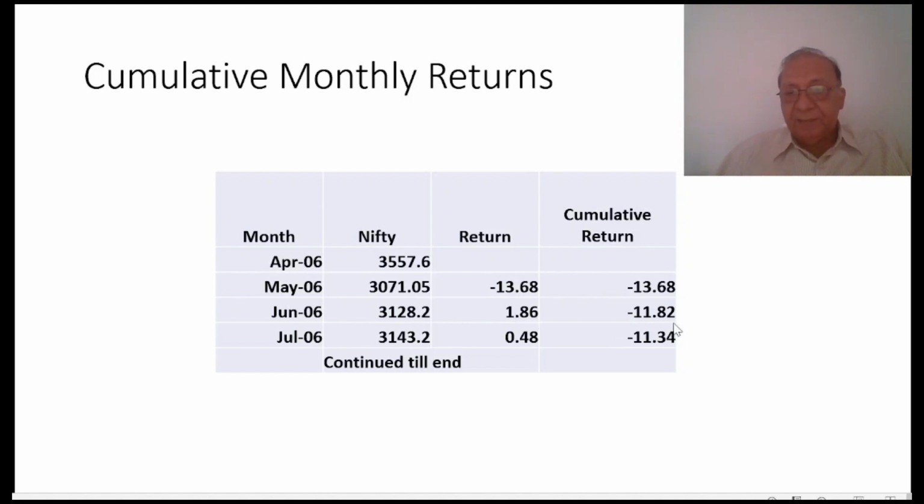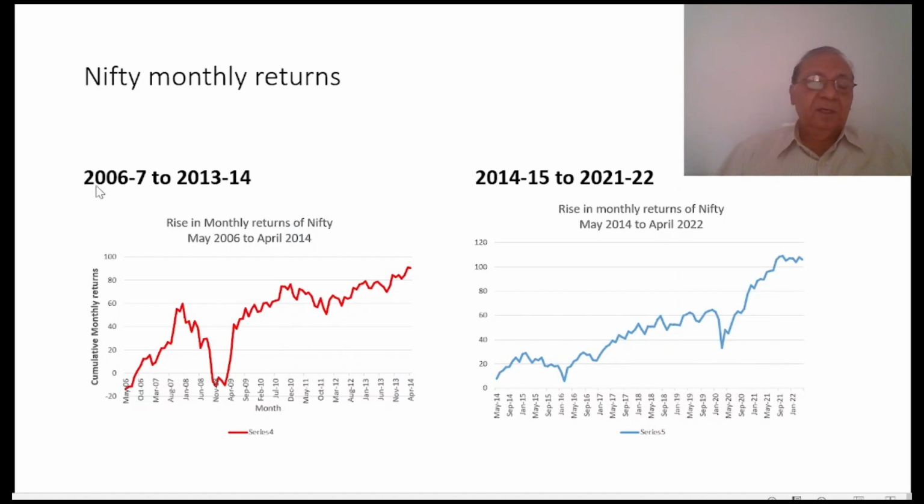So this has been added to this. This comes out to be minus 11.82. Similarly, next month, the increase is 0.48. So the cumulative return is minus 11.82 plus 0.48, so minus 11.3. In this way, we continued till May 2022. See, the charts between 2006-7 to 2013-14, and we have taken May as a point where we are going to see the observations.